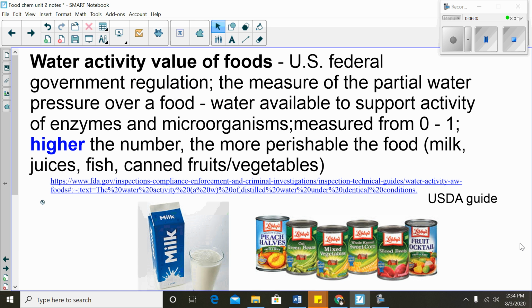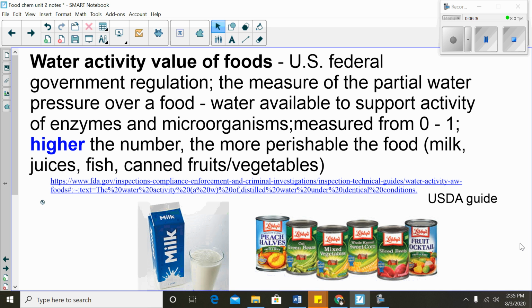Okay, water activity. This is a value of foods. It's a U.S. federal government regulation. And so the water activity is the measure of the partial water pressure over a food. What the heck does that mean? It's the water available to support the activity of enzymes and microorganisms.